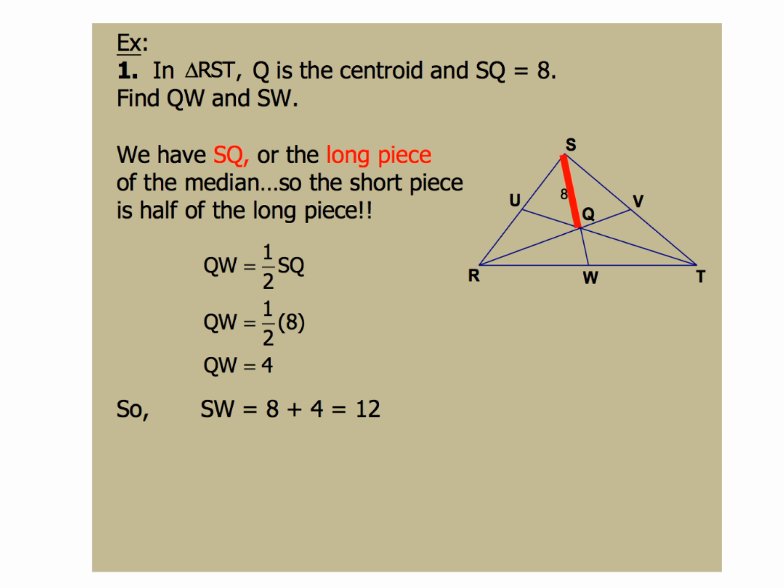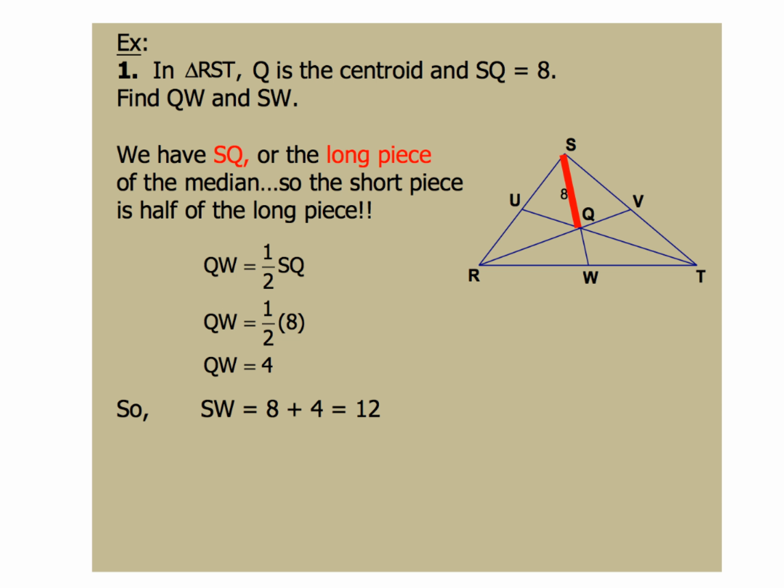In triangle RST, Q is a centroid, and SQ equals 8. Find QW and SW. Now the piece that we are given, the SQ, and I want you to make sure that you write this part down, because SQ is the long piece of the median. So the short piece is half as long as the long piece.